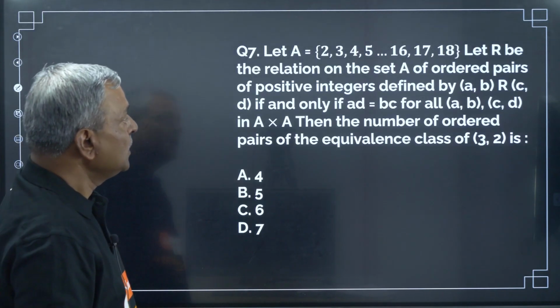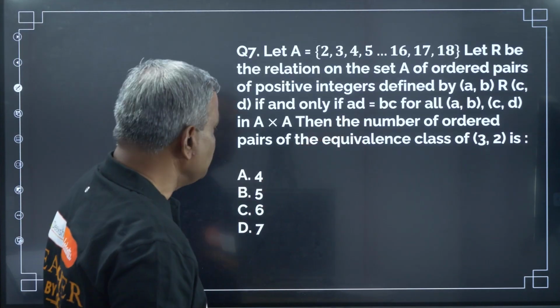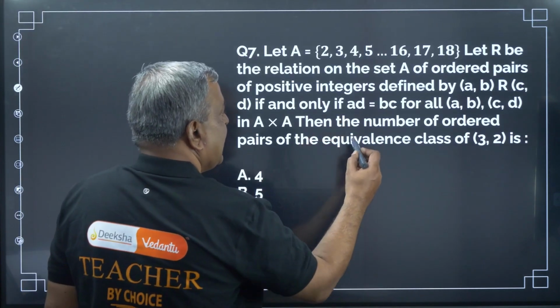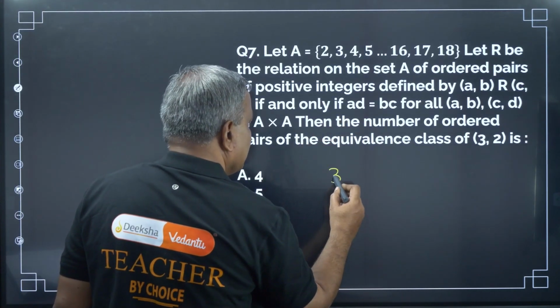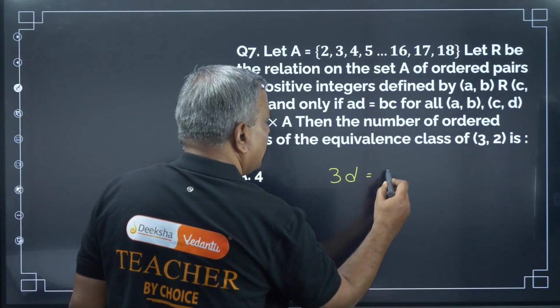Question 7: what they want is AD equal to BC. Clear? A is how much given? 3. 3D is equal to what is B? 2C.